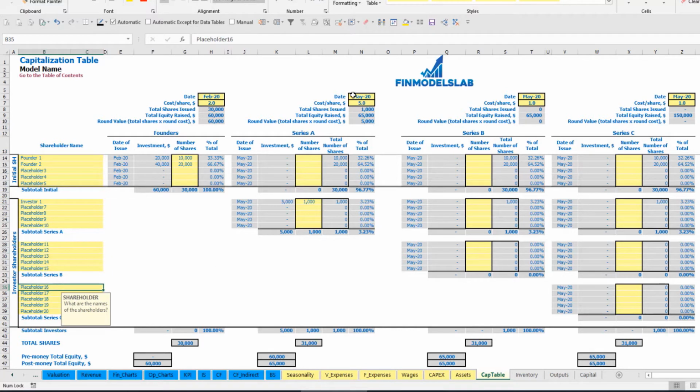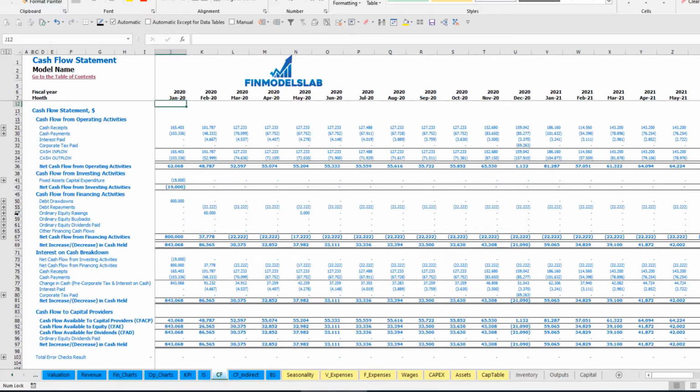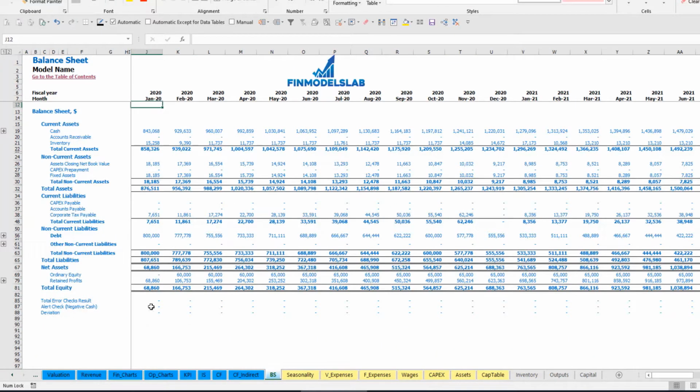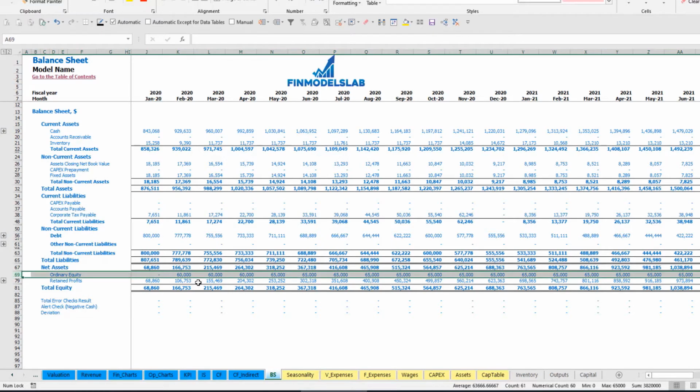You can also input some amounts for Series B and Series C. The same way you can set up the date, cost of share, and up to 5 investors, so up to 5 placeholders for number of shares. The amounts of funding you may see in the cash flow, in the ordinary equity raisings, and you may see the balance sheet, which shows you the total equity by months.